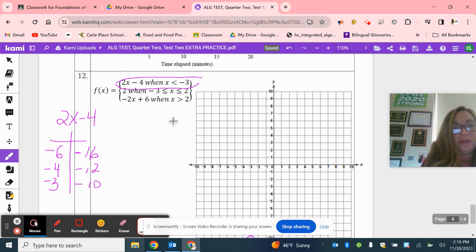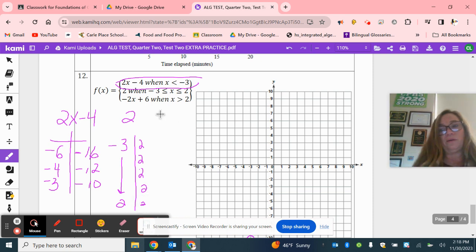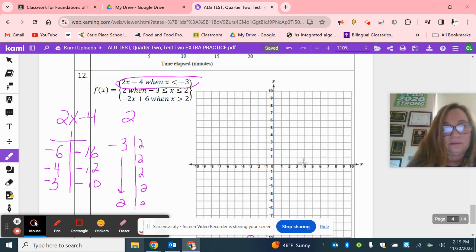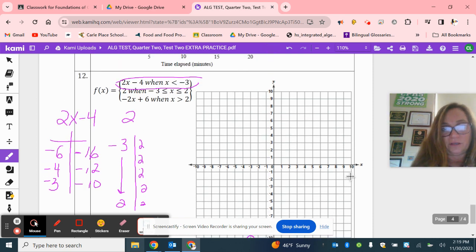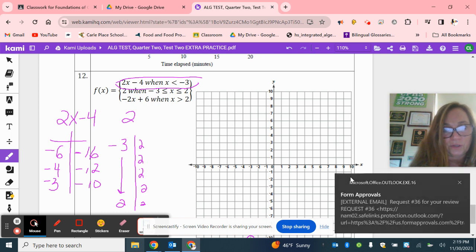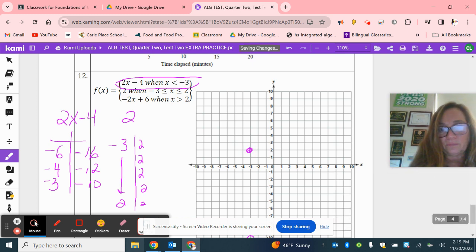Okay. Now I'm going to use the number 2 from -3 to 2. So basically that means the answer is 2. And we generally call that a horizontal line. All right. I was going to change color, but I don't think I have to, because 2 is here, -3. And that's a closed circle because it has the equal bar. And then that's another closed circle because it has the equal bar.